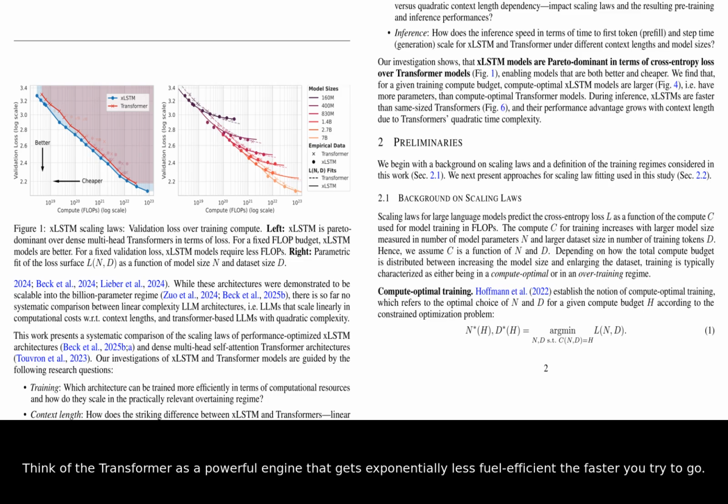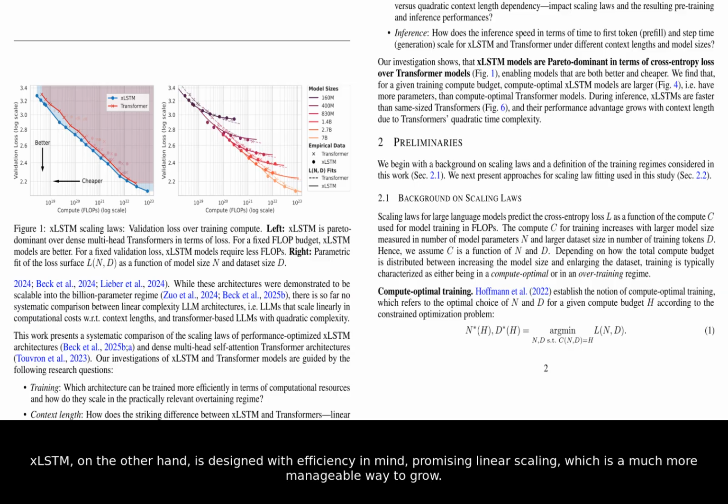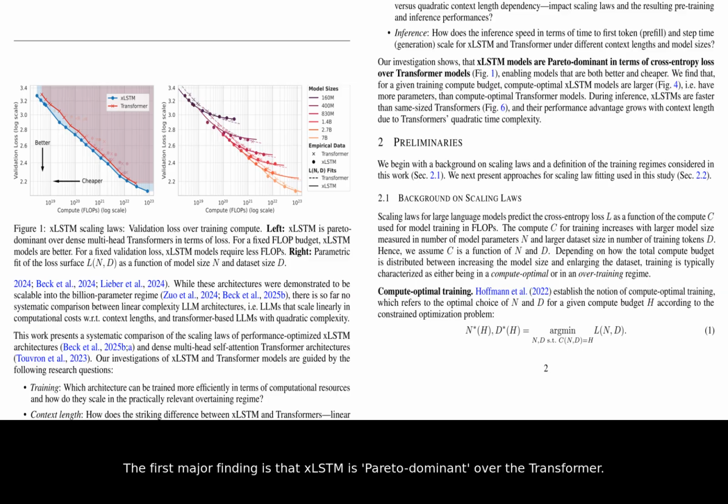In this paper, researchers perform a massive head-to-head comparison between the reigning champion, the transformer, and a challenger called xLSTM. Think of the transformer as a powerful engine that gets exponentially less fuel efficient the faster you try to go. Its processing cost skyrockets when it's given more text to read. xLSTM, on the other hand, is designed with efficiency in mind, promising linear scaling, which is a much more manageable way to grow.